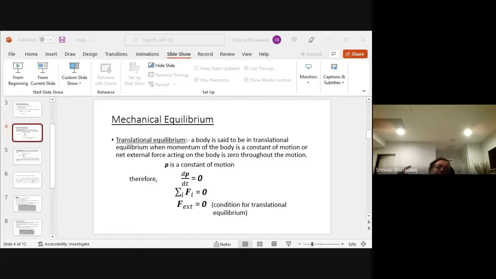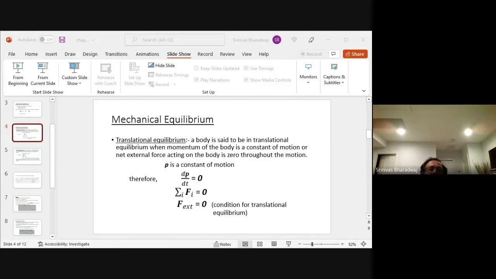So you end up with two equations and two unknowns. What are the two unknowns? R1 and R2. So certain problems you have to use, in addition to translational equilibrium, rotational equilibrium. Rotational equilibrium as well produces an equation.